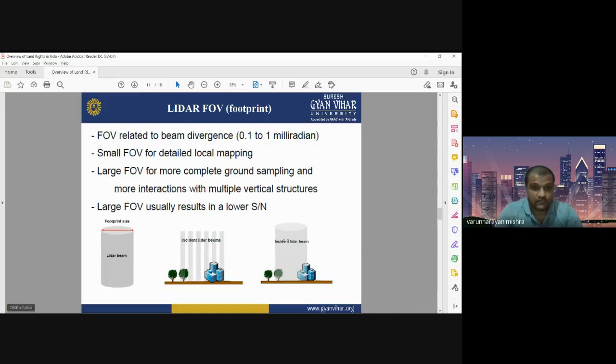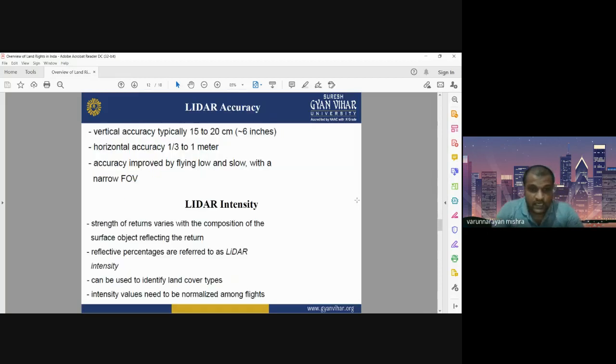Lidar footprint is very important when we are going for lidar mapping or laser scanning. Lidar accuracy can provide you vertical accuracy of up to 50 to 20 centimeters. You can see the accuracy level.